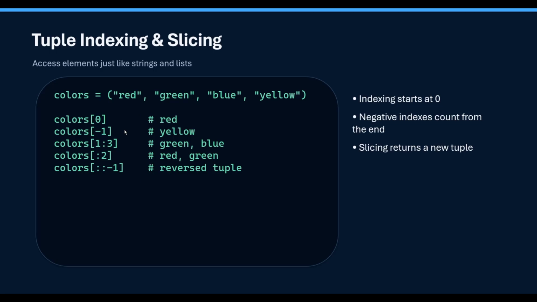Coming to slicing, it is also the same. We can just print the subtuples, you can say. We can print the values by using an index, and we can reverse by using the step value, and so on.